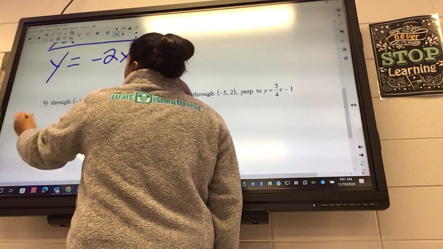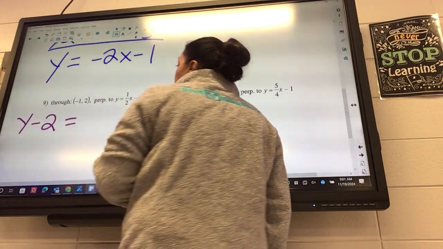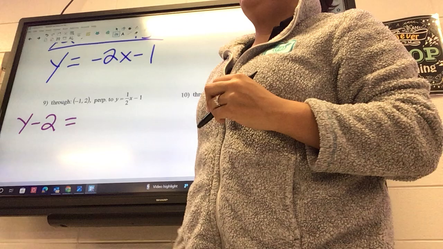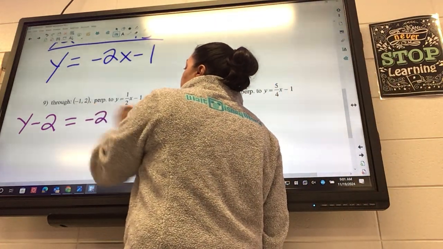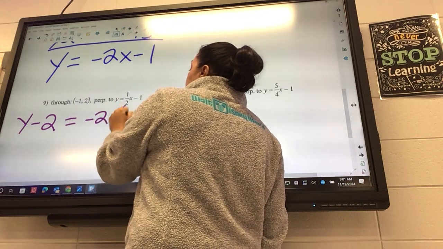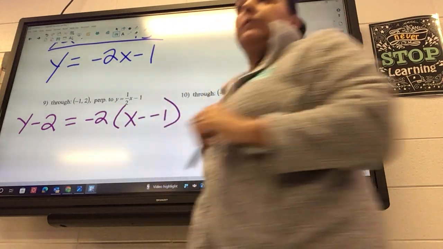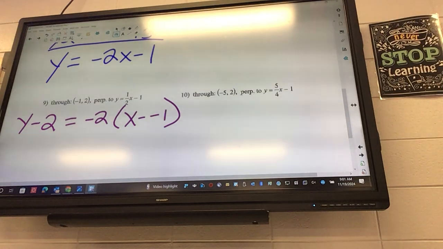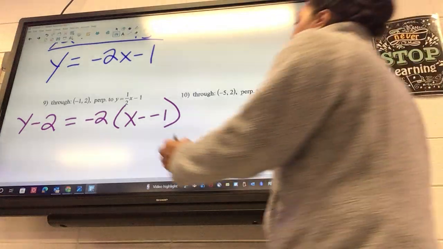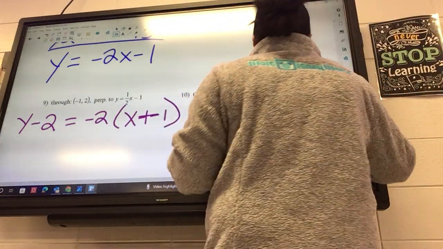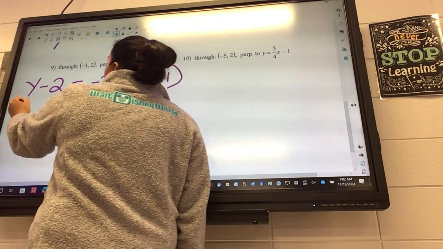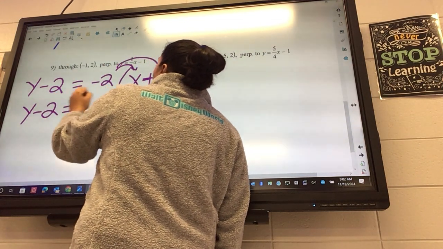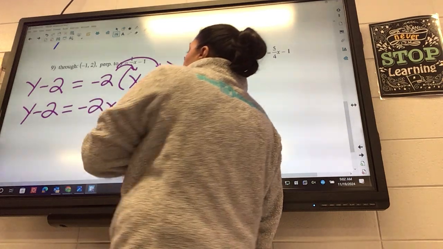Okay, 9 is going to be y minus 2 equals perpendicular. So what happens when I flip that and change it? What's it going to be? 2. Okay. x minus -1. Then we need to change that minus minus to a plus. So we get y minus 2 equals -2x minus 2.